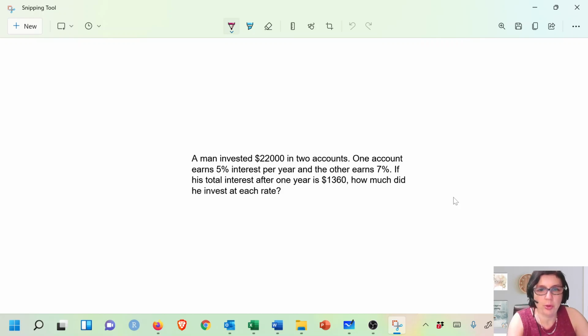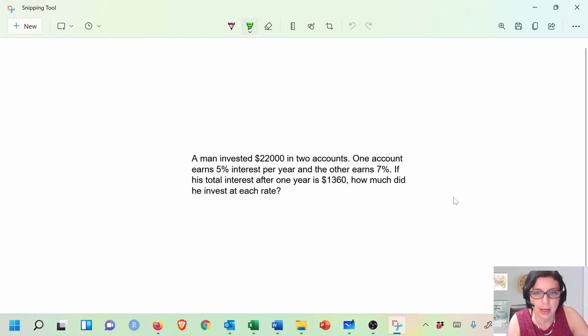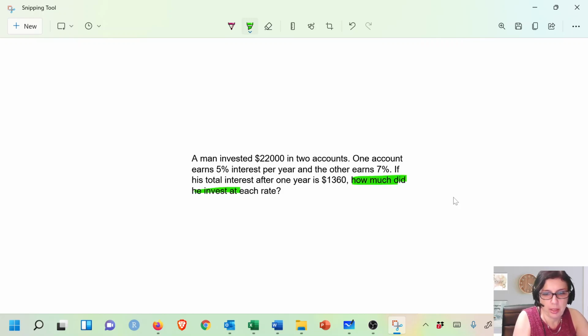Okay, so in order to solve this question, the first thing we're going to do is figure out what it is that they are asking us. Always start at the end. How much did he invest at each rate? So X would be, now the word how much, you're not going to change it to number, because it's countable versus not countable. With money, we're not going to say number of dollars. We're going to say amount, right?